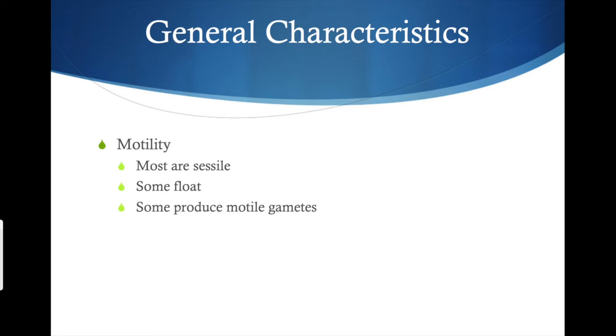Motility, most plants are sessile. What does that mean? That they don't move, right? That they are planted in the ground. But some plants float. Other plants produce motile or movable gametes, okay? Gametes are like the sperm for the male plant. Usually we would call this pollen, okay?